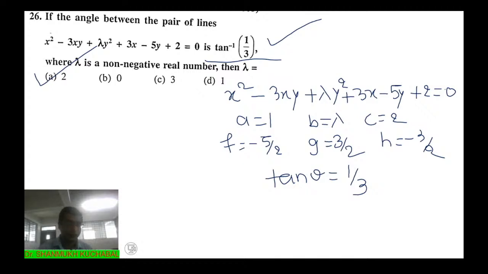Okay, like this we have solved some examples based on pair of lines.